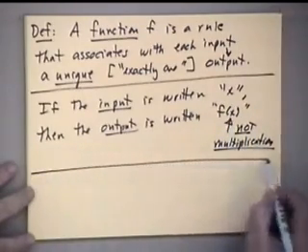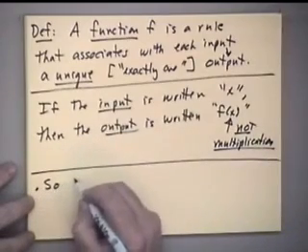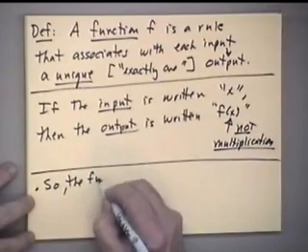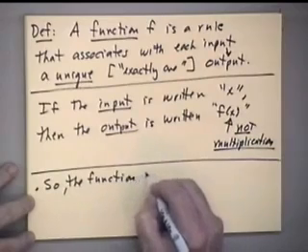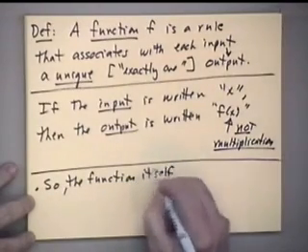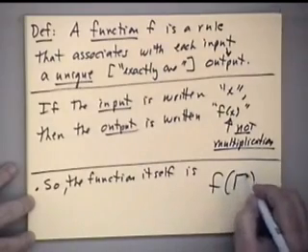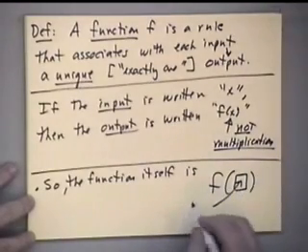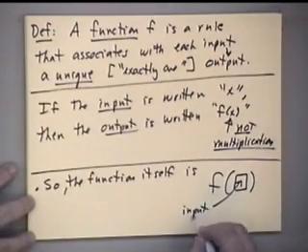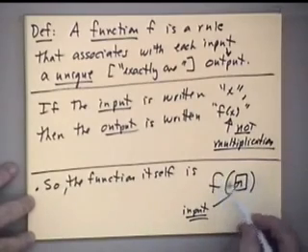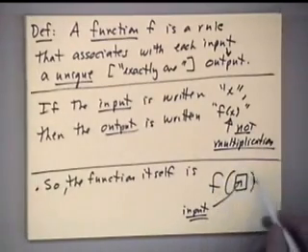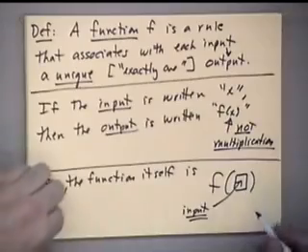Another way to say that is, the function itself is represented perhaps by something like this. F of, and a box goes here, and this is where the input goes. The input goes into here. So f of this empty box is a way of representing the function also.